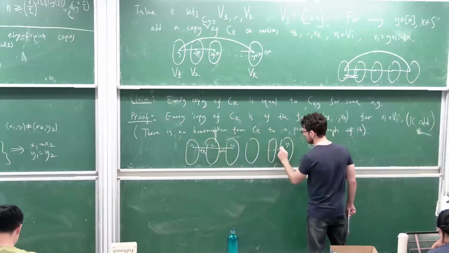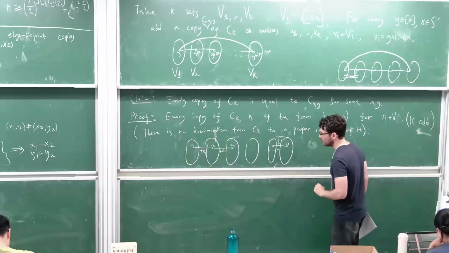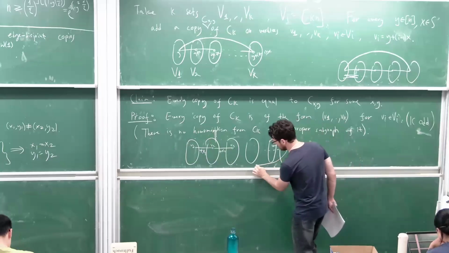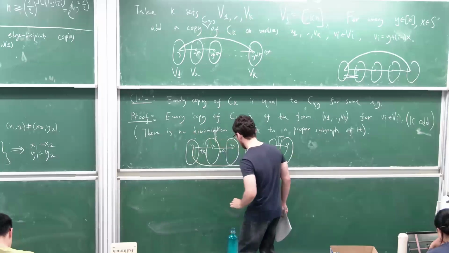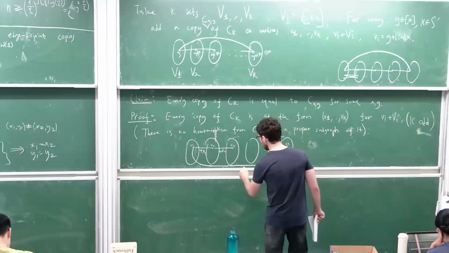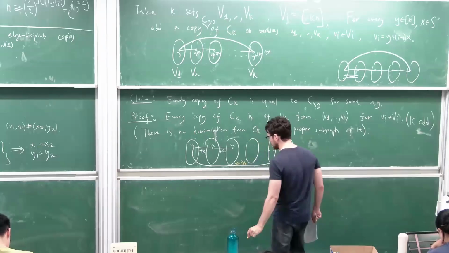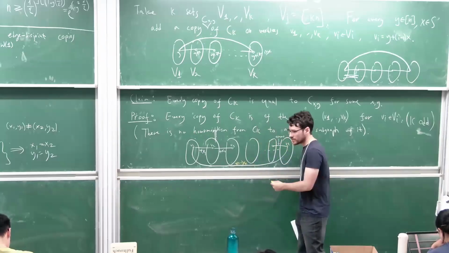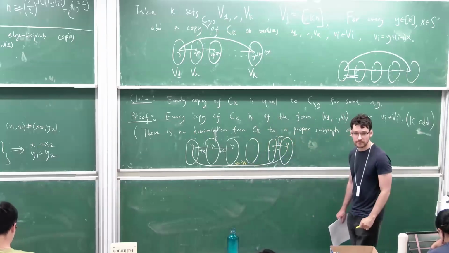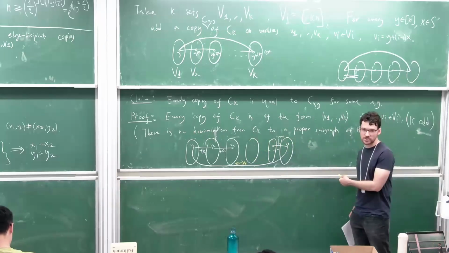At the end, this is plus some Xk minus 1. Finally, we have this edge, and the reason we have this edge is because this is plus some k minus 1 times some other x, which I'm going to call Xk. Okay, so this is the only way we can have edges.